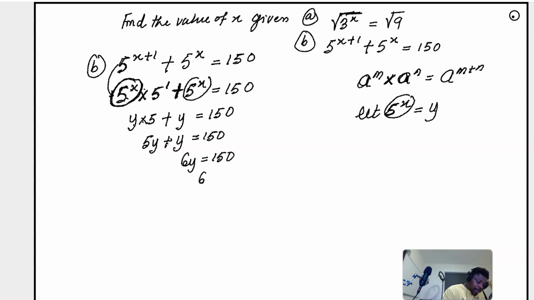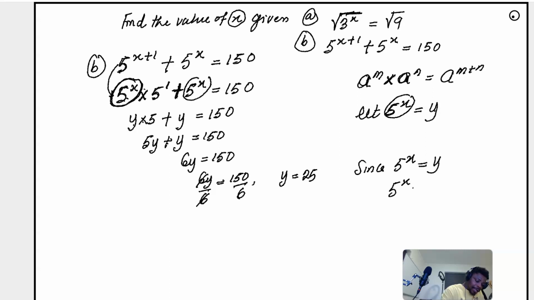Let's look for y. So divide by what is beside y, which is 6. Okay, so here y is equal to 150 divided by 6, that is 25. So y is 25. But remember, we are looking for x. We're the one that introduced y. So I will say, since 5 raised to x is equal to y, that is 5 raised to x is equal to, what is y? We got y to be 25.